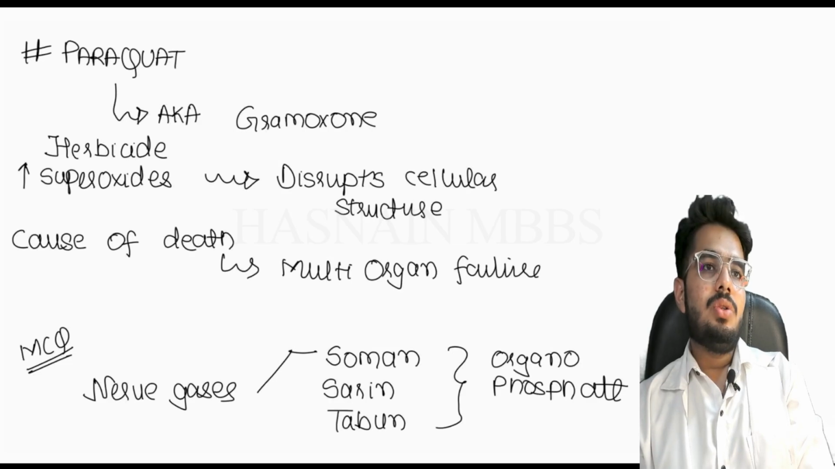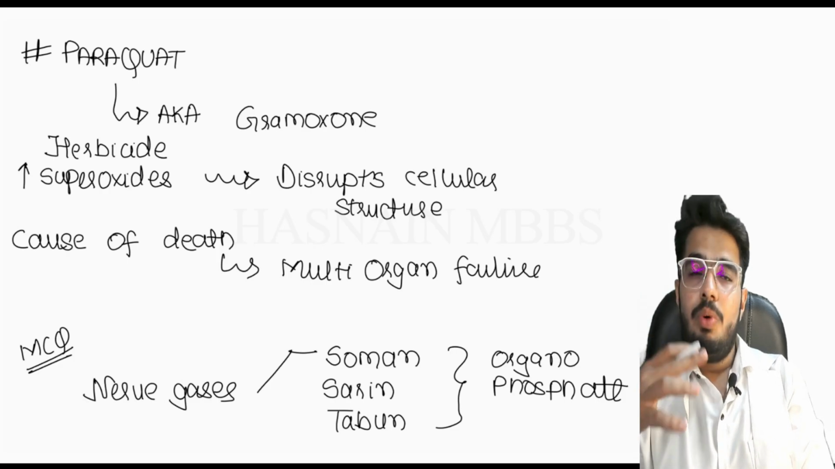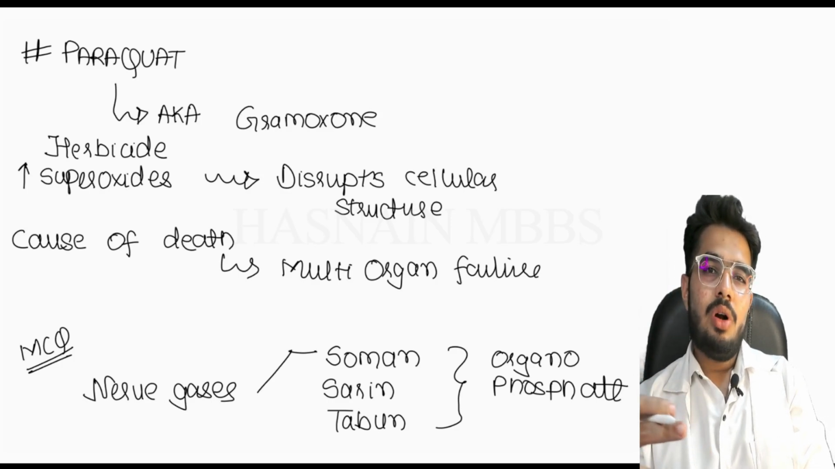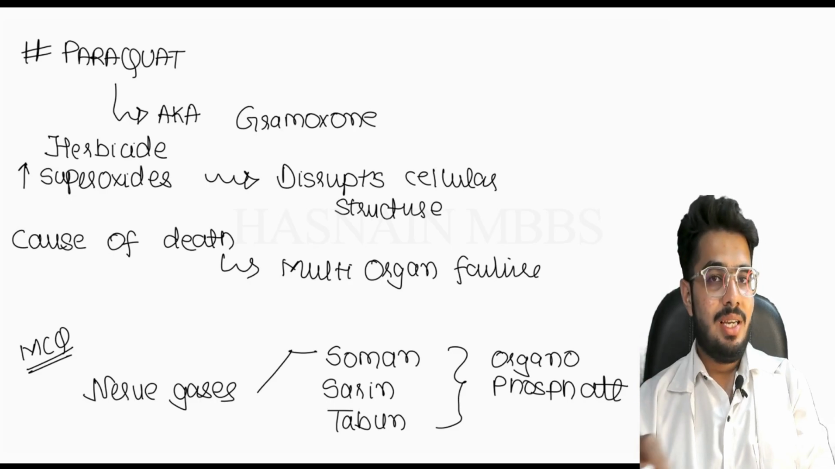Now we'll go to the last portion of this chapter, that is paraquat. It is also known as gramoxone. It's a herbicide. What it does is increase superoxide, which causes cellular disruption, and as a result there will be multi-organ failure. By this, most of the topics of agricultural poisoning are covered.